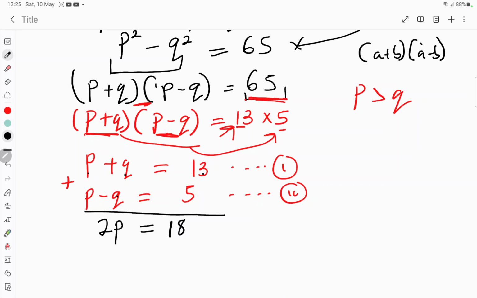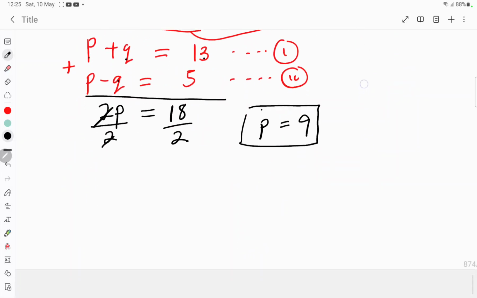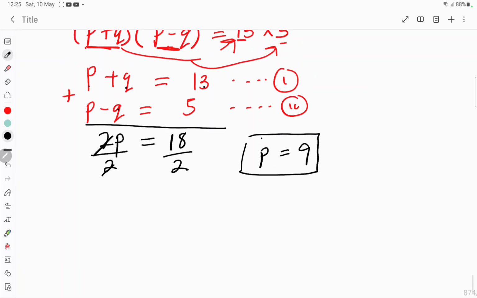Since we have 18, we will now divide through by 2 on both sides. If you divide through by 2, p is now equal to 9. So we've gotten p to be 9. Let's try to find the value of q.